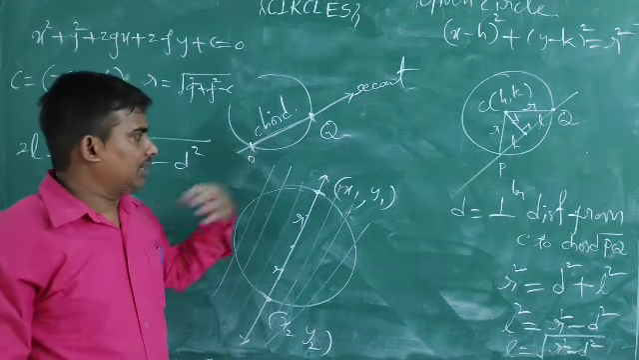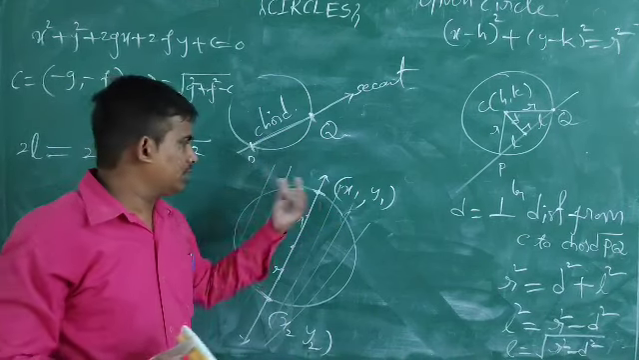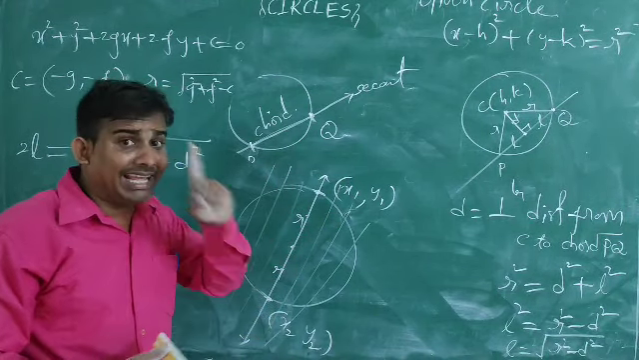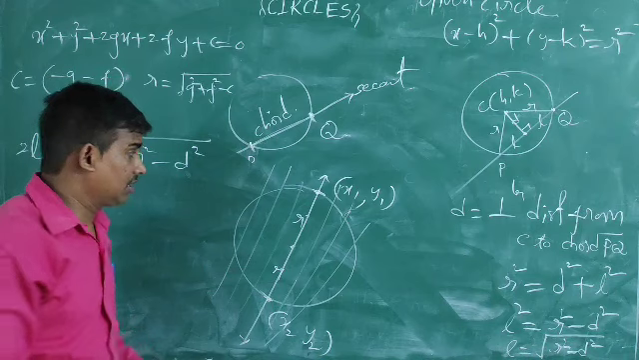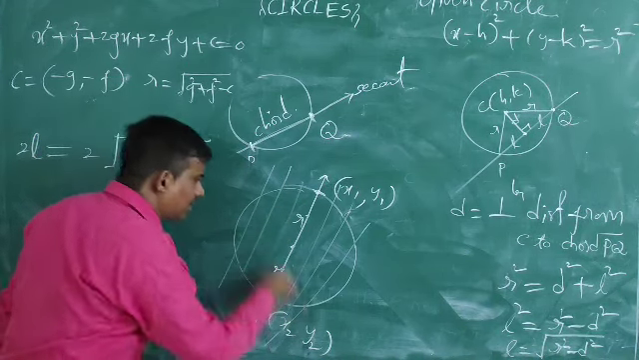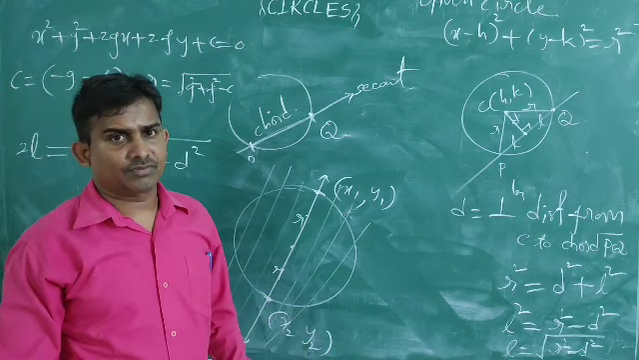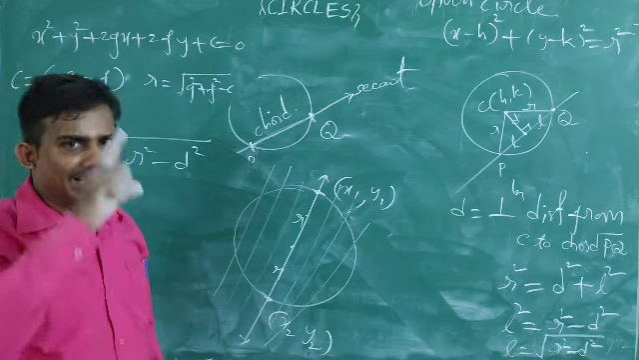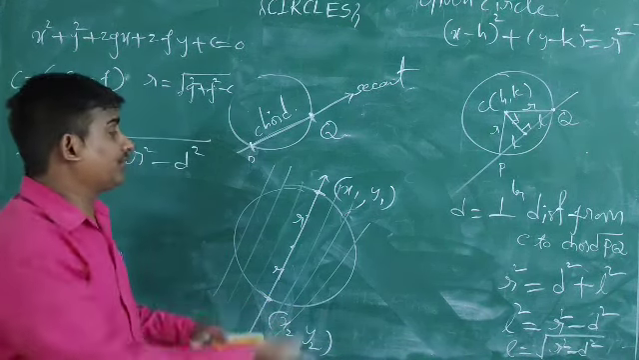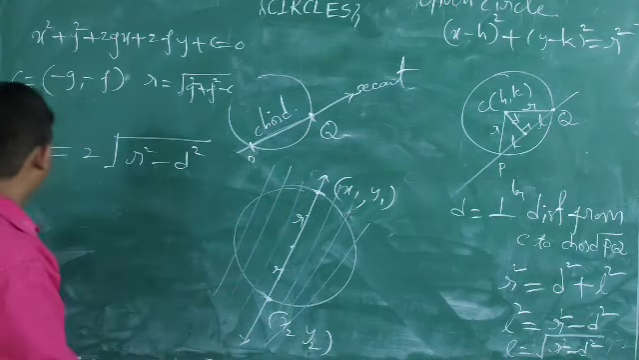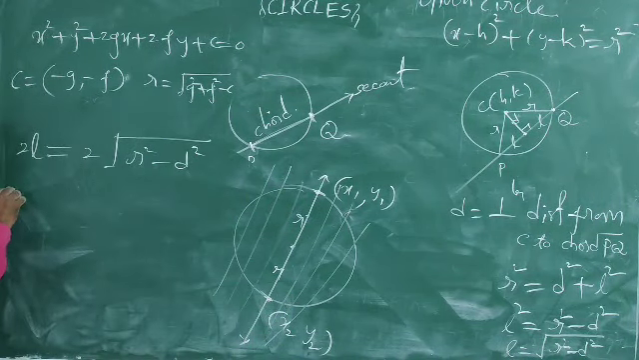If we know the endpoints of a diameter, we have infinitely many diameters. In this direction I have another, like this, we have infinitely many diameters. If you have the endpoints of a diameter of the circle, how can you find the equation? I will explain that.